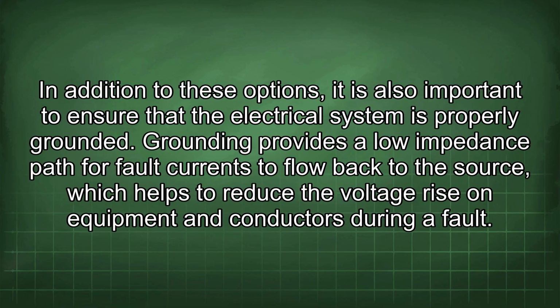In addition to these options, it is also important to ensure that the electrical system is properly grounded. Grounding provides a low impedance path for fault currents to flow back to the source, which helps to reduce the voltage rise on equipment and conductors during a fault.